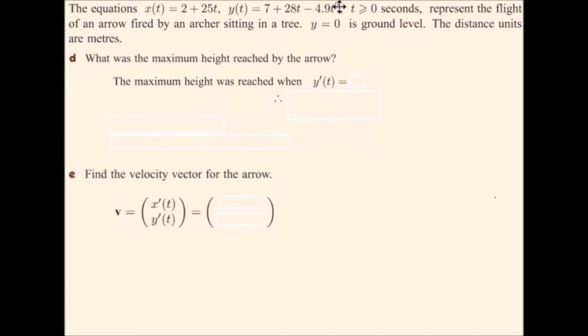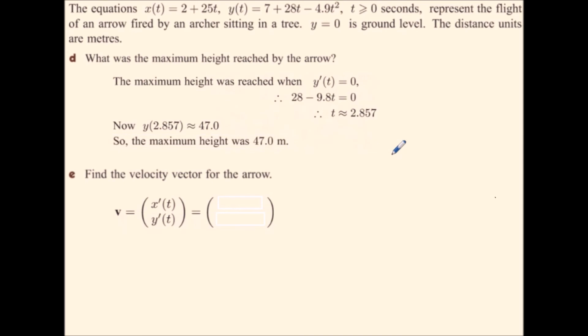So once again, the height is determined by the y component. So that is in fact a quadratic, and therefore if I were to work out when y dash of t is equal to 0, that should give me my result. So if I differentiate that, I'll get 28 take 9.8t equals 0. So we end up with t equals 2.857. Therefore, work out the height by substituting t in the y expression, and we end up with our maximum height.